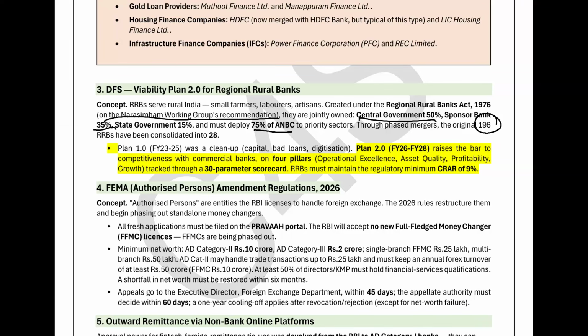तो Plan 1.0 financial year 2023-2024-25 क्या था, was clean up, digitizations. So please try to understand.